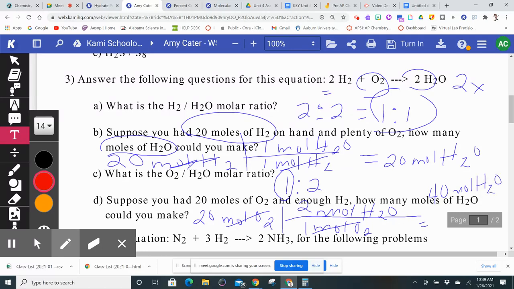Okay, so with the mole ratio, I'm learning how to take moles of one thing and turn it into moles of a different thing, which is going to become super important later on.